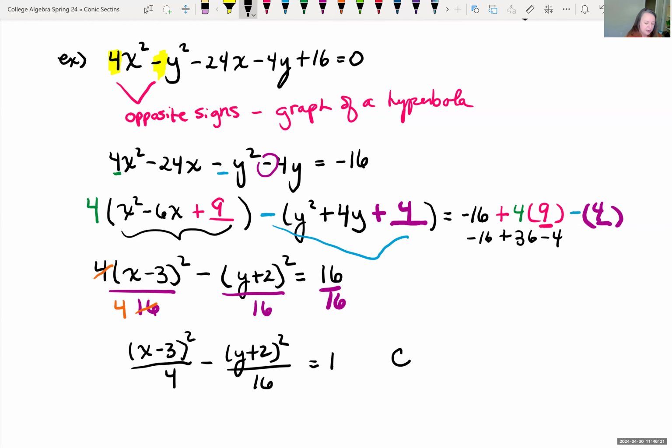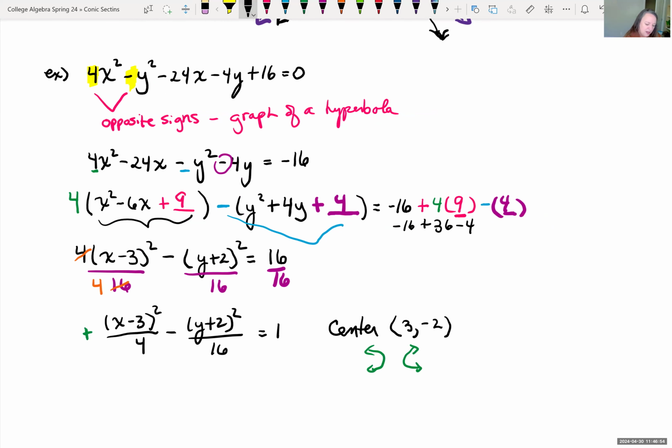So from here, we can tell what the center is. Opposite sign, h is 3 and k would be -2. Looking at which grouping is positive, it's positive is with my x's. So I know my hyperbola is going to be facing towards the positive and negative x-axis. Okay, so let's start graphing that. So 3, -2. So over to the right 3 and down 2.